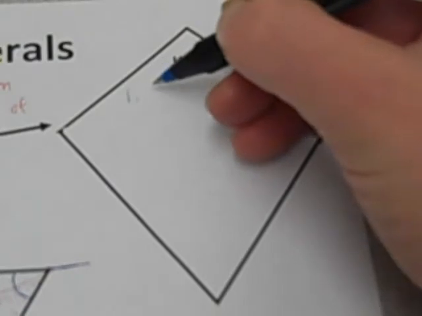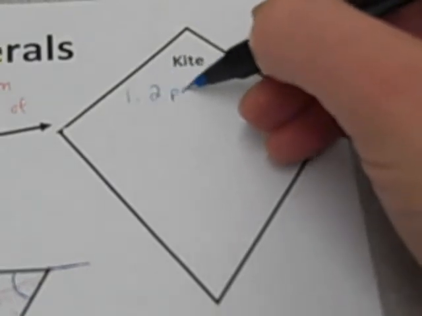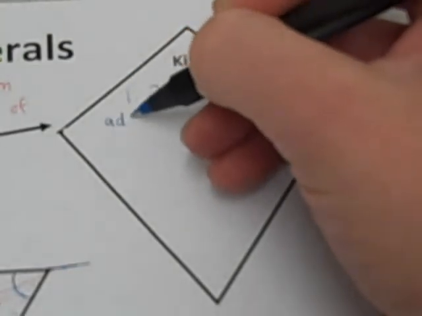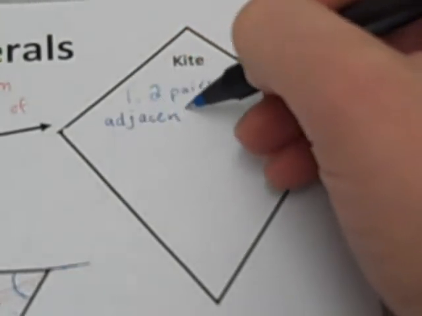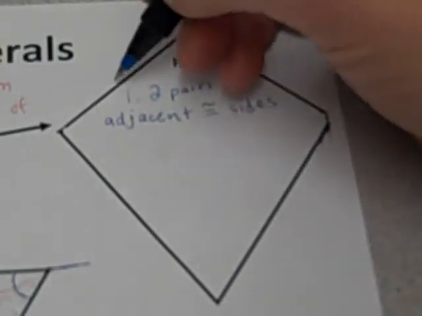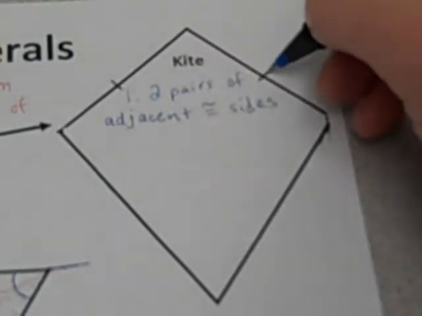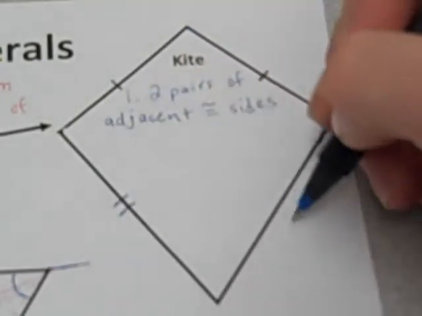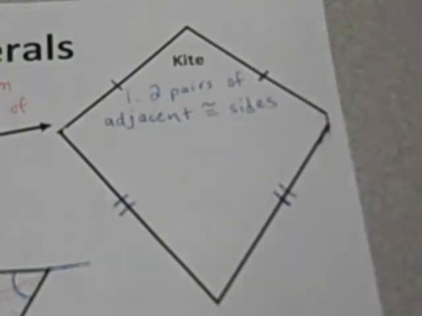So our first property, there are 2 pairs of adjacent congruent sides. So looking at this picture, we have this side would be congruent to that side, they're adjacent, and this side would be congruent to this side.